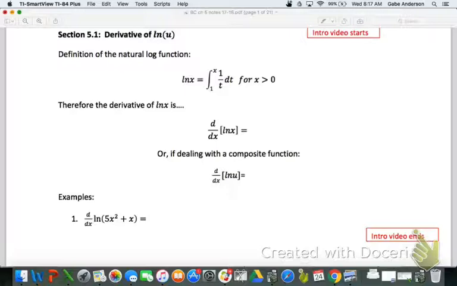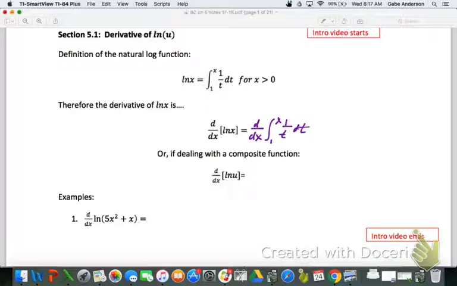So let's go back over to this screen and let's talk then about what the derivative of ln of x would have to be. If ln of x really equals the integral from 1 to x of 1 over t dt, then the derivative of ln of x would equal d dx of the integral from 1 to x of 1 over t dt. Right? We're just differentiating both sides.